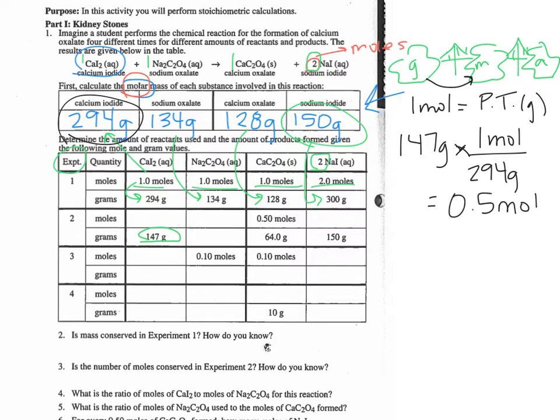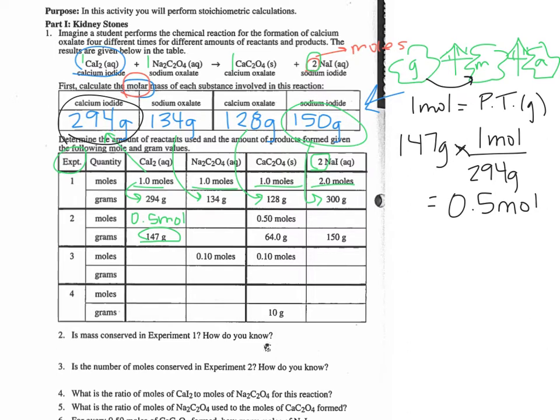So that's one way we could have solved for this, but there's actually a second way we could have solved for this. So let me actually write that in there before I forget. 0.5 moles. Okay, so there's a second way we can actually solve for this, and this is using one of our old tricks called the mole ratio.